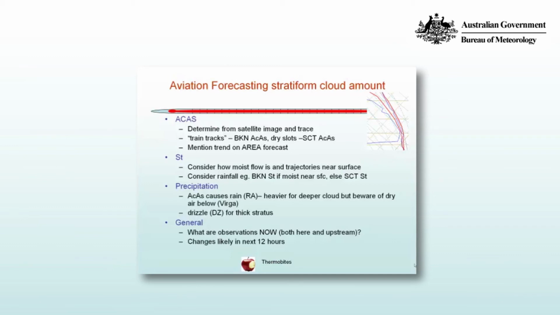In terms of general principles, in aviation forecasting, you're always concerned with what's happening now, both here and upstream, and the likely changes over the next 12 hours or so. A large number of aviation forecasts are only 12 hours long. So a first principle is trending from present conditions into the future.